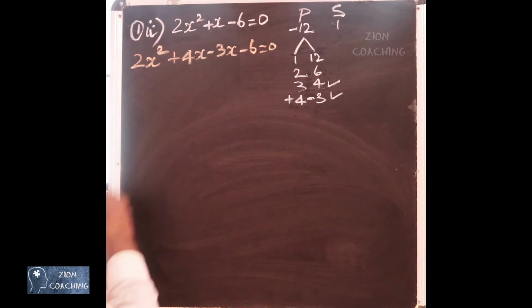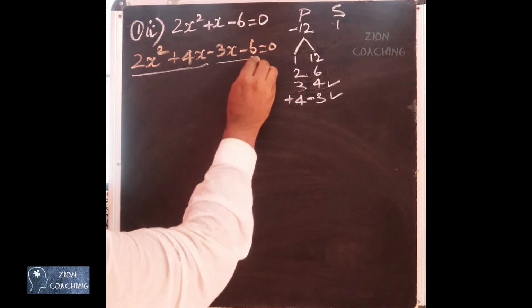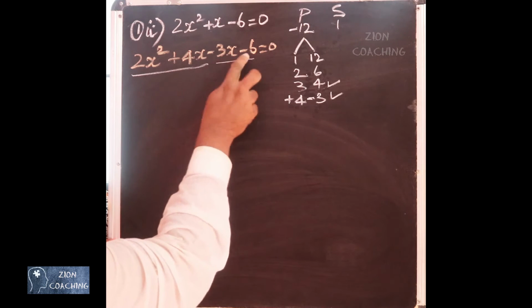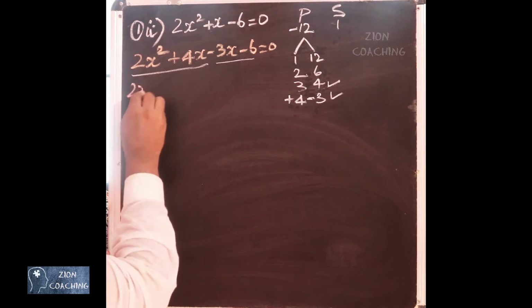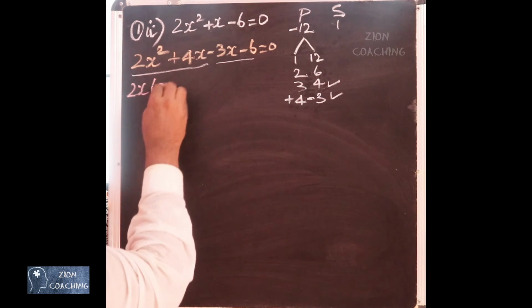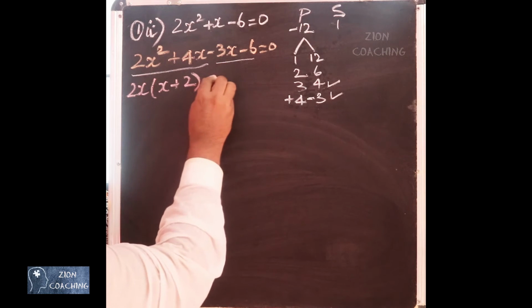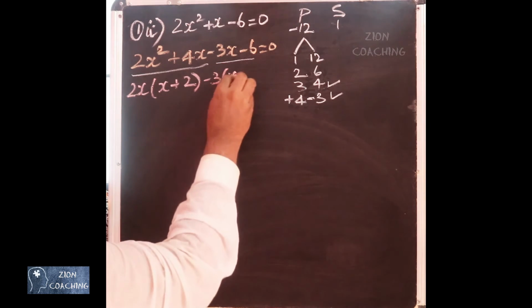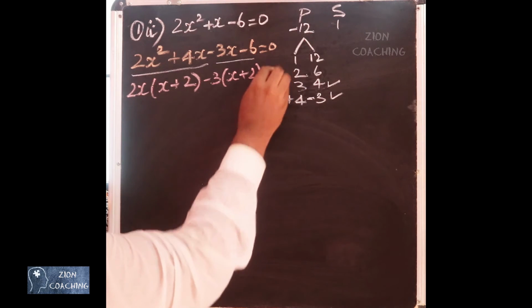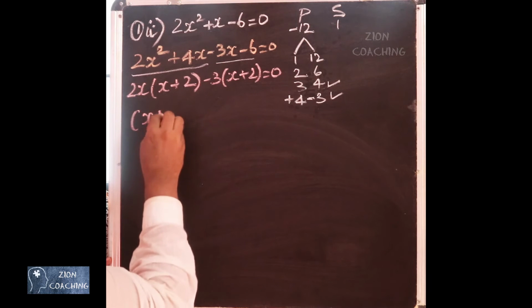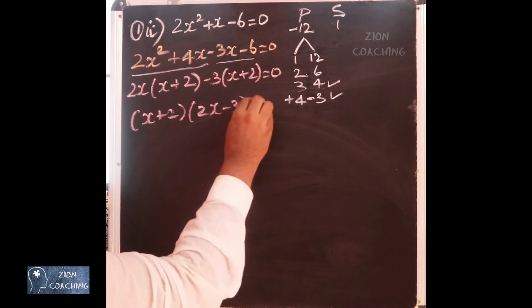In the first two terms, you can see that 2x is common, and in the next two terms you can see that minus 3 is common. So when you take that 2x commonly outside, x is remaining in the first term, 2 is remaining in the second term. Similarly, when you take minus 3 commonly outside here, x is remaining in the first term, 2 is remaining in the second term. Therefore we have x plus 2 into 2x minus 3 equal to 0.